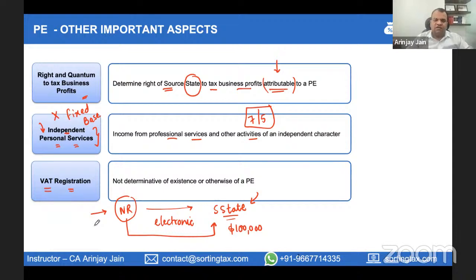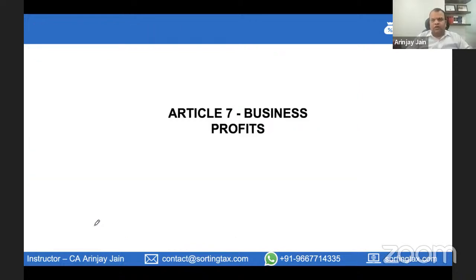Insofar as a PE is concerned, that will come into existence only when the conditions of other paragraphs of Article 5 are met. Now, before we get into the specific provisions of Article 5, it is also important to understand some of the key provisions of Article 7.